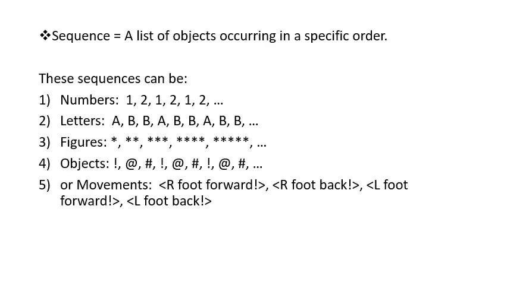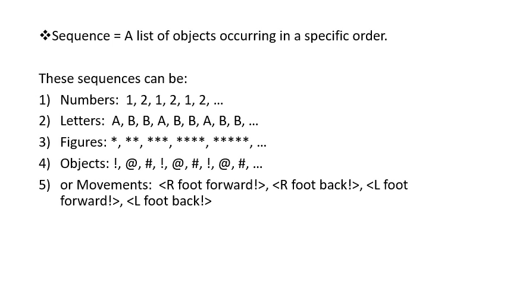So we should define what a sequence is. A sequence is a listing of objects occurring in some specific order. So the order is going to be really important. If we reorder the objects, then we would get a different sequence. So the order is going to be really, really important.